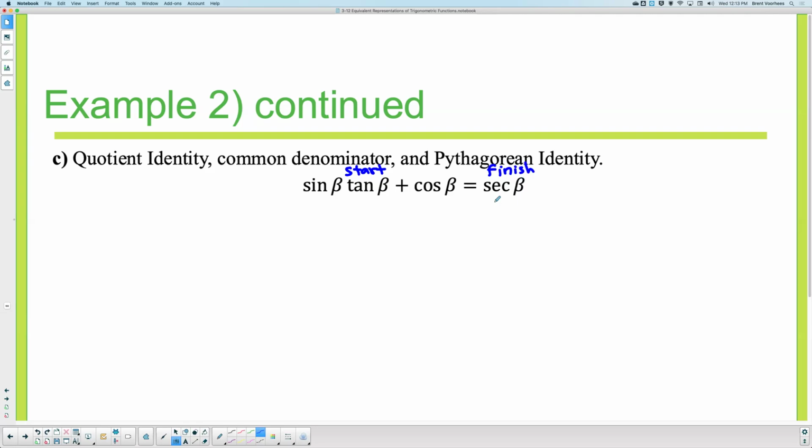What would you do first? Change everything to the sine family. It's the easiest way to start. Okay, sine, good or bad? Good. So we have sine B, sine beta. Tangent, good or bad? Bad. We're going to change that. It's multiplying, so we'll do multiplying. To change tangent into the sine family, it's y over x, therefore it is sine divided by cosine.